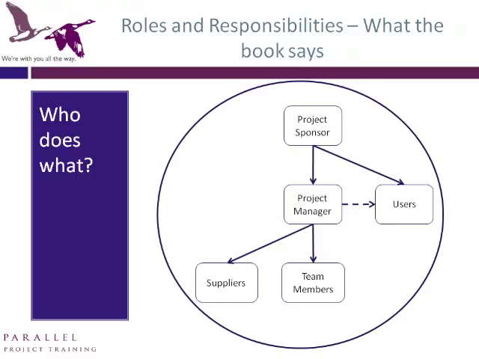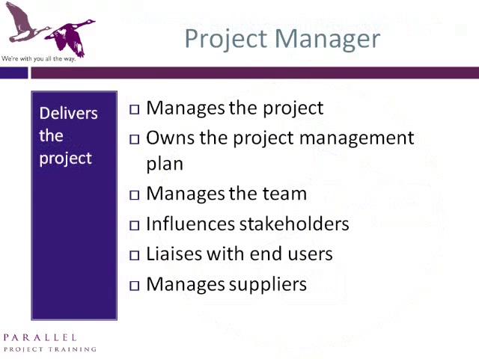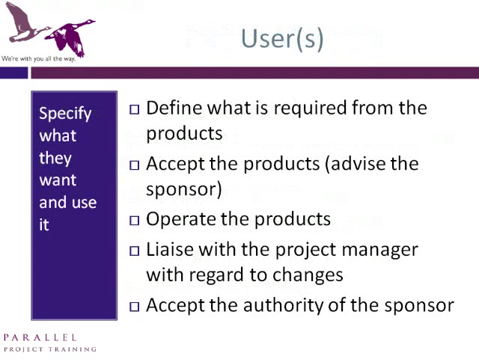In summary, the various roles have these characteristics and responsibilities. The project manager has overall responsibility for managing the project. He owns the project management plan, manages the team, manages the interfaces to clients. He liaises with the end users and manages the suppliers to ensure the project is delivered on time, to cost and to the quality expected by the customer.